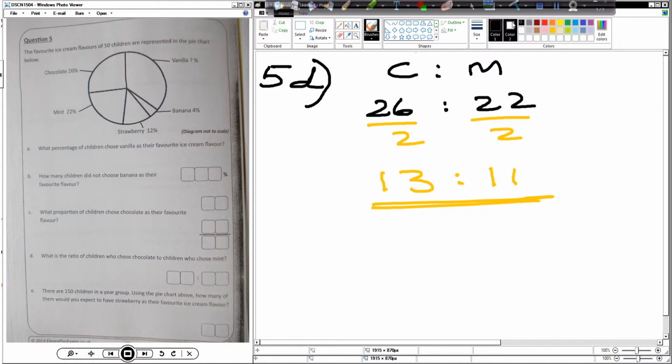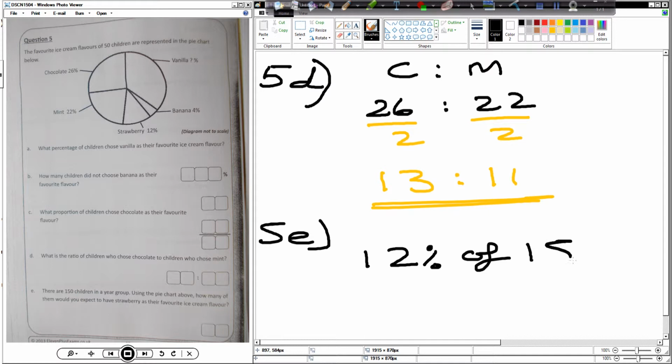Question 5E now. Question 5E. There are 150 children in a year group. Using the pie chart above, how many of them would you expect to have strawberry as their favorite ice cream flavor? So strawberry, we expect 12% of the new class, which is 150 children. So we're going to work out 12%. So 12% is going to be 12 over 100.